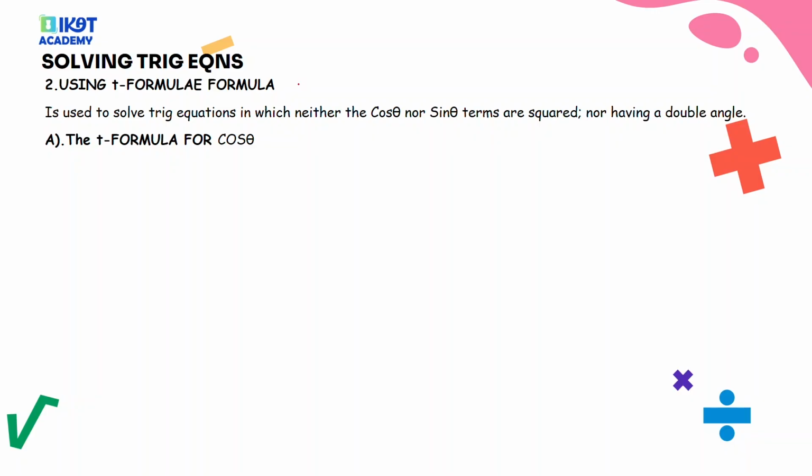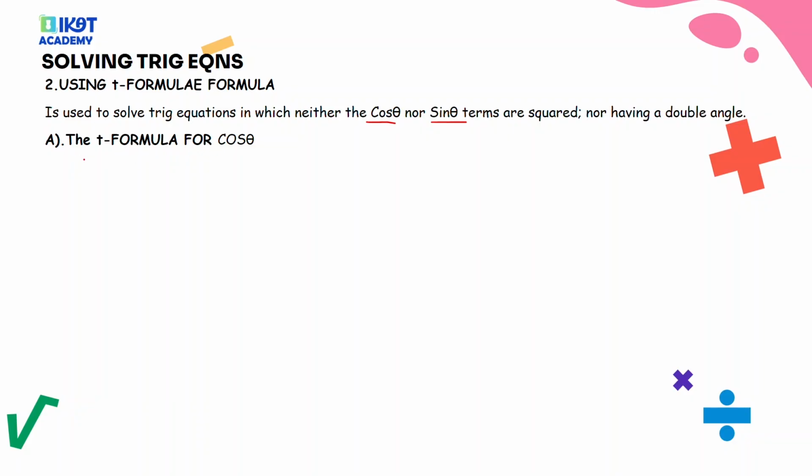This T formula is used to solve trigonometric equations in which we have the cos and the sine, and none of them is squared and none of them has a double angle, because in the previous chapter we've seen how to solve the trigonometric equations that involve a double angle. But now, for the T formula, we should have cos theta or sine theta terms. They are not squared and they don't have a double angle. Okay, now let's start with the T formula for cos theta.